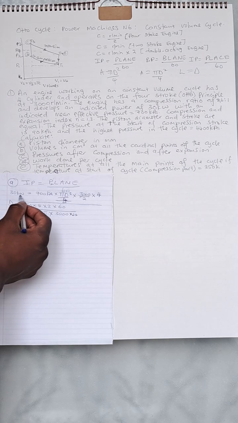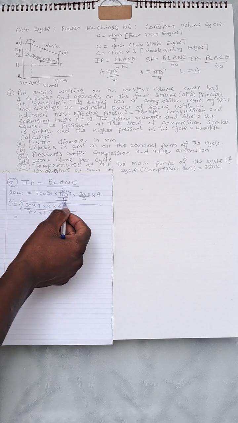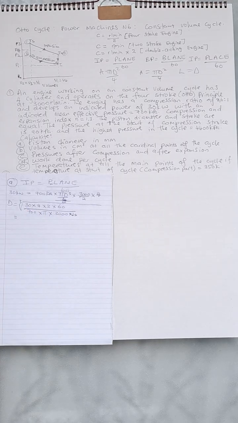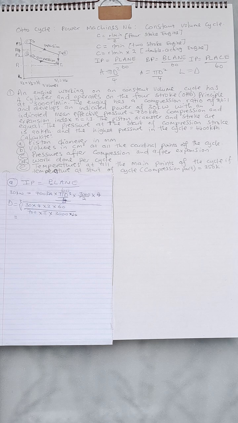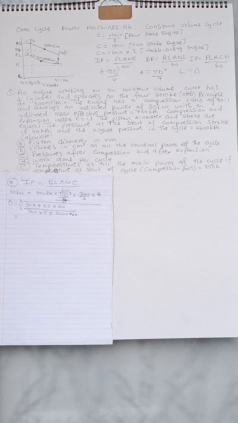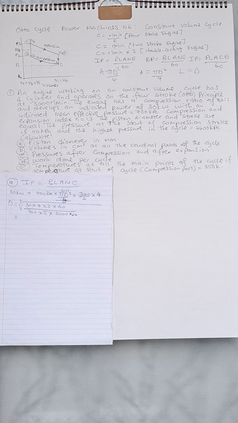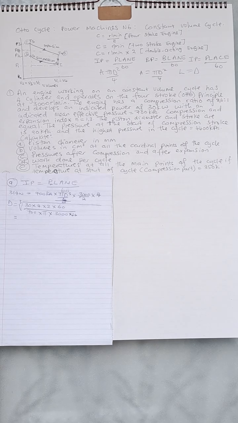Okay, 30 times 4 times 2 times 60. So it's fine there. So we have 30 times 4 times 2 times 60 divided by 700 times pi times 3,000 times 4.